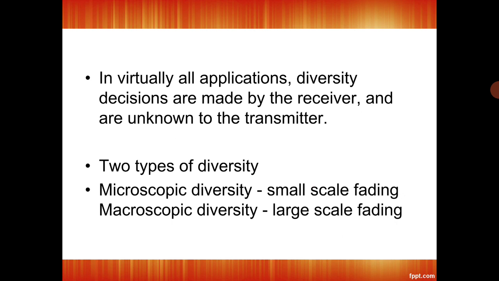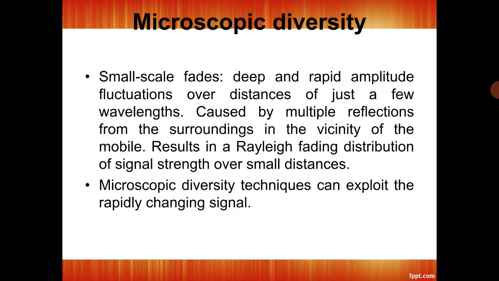For example, consider a receiver. The receiver should be designed in such a way that it gives the best signal to noise ratio. So there are receivers designed by different diversity concepts, basically of two types. One is microscopic diversity and the other is macroscopic diversity. Microscopic diversity is related to small scale fading. Fading means path loss, and macroscopic diversity is related to large scale fading, that is path loss.